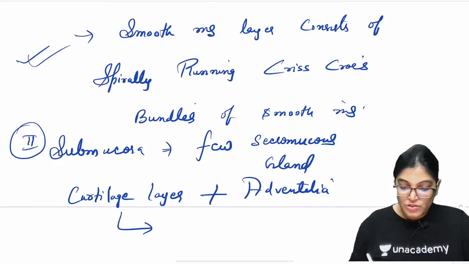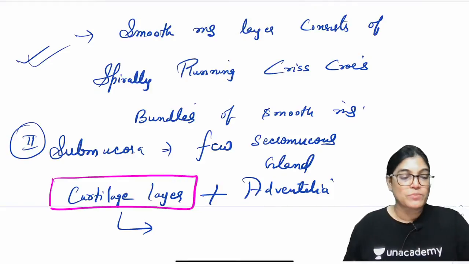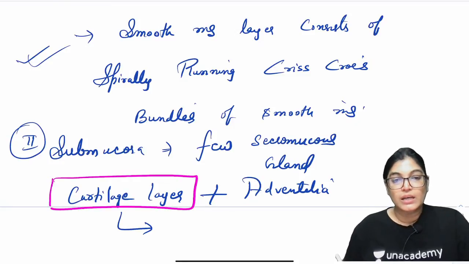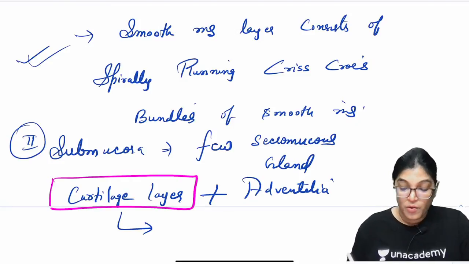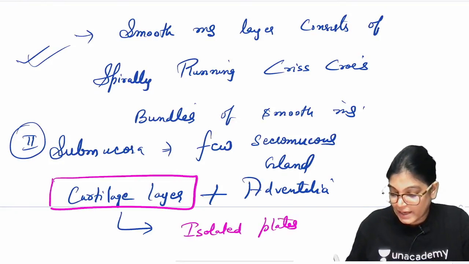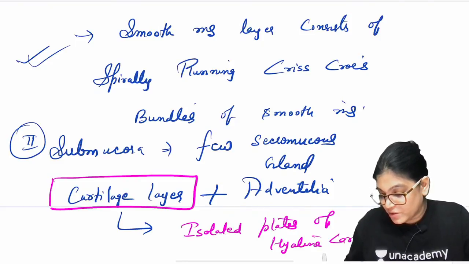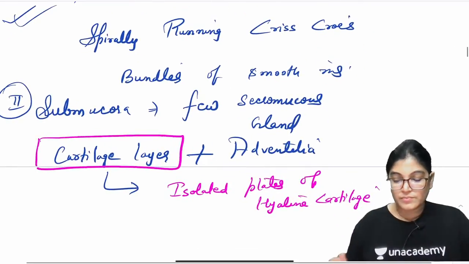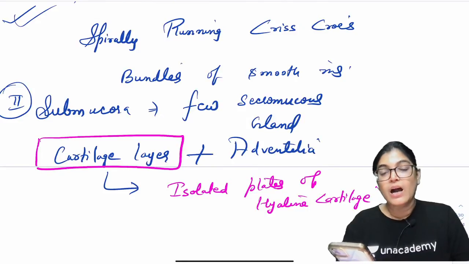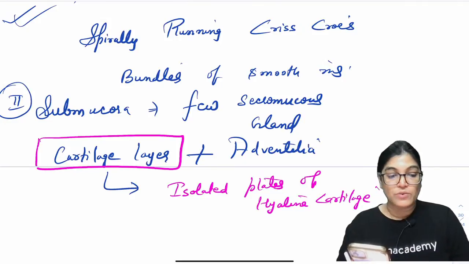Now this cartilage layer is very important to know, because this is a basic important point which separates this slide from that of trachea. Actually the cartilage layer will be in the form of isolated plates of hyaline cartilage. Not like in the case of trachea, where there was a C-shaped ring. Now the cartilage is in the form of broken plates, okay, in the form of broken plates. I would like to show you that.